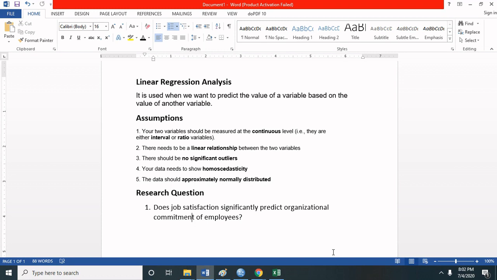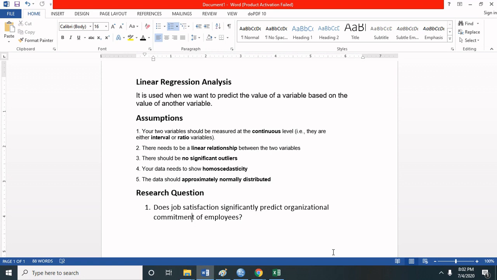Third, there should be no significant outliers. We know already that outliers are data points that do not follow the usual pattern. The next is that your data needs to show homoscedasticity. The assumption means that the variance around the regression line is the same for all the values of the predictor variable, or your X, or your independent variable. And the last is that the data should be approximately normally distributed.